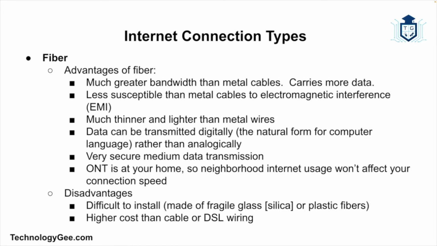And a few advantages that fiber presents are the following. Fiber optic cables have a much greater bandwidth than metal cables. This means that they can carry more data. Fiber optic cables are less susceptible than metal cables to EMI or electromagnetic interference. Fiber optic cables are much thinner and lighter than metal wires, and data can be transmitted digitally, which is the natural form of computer data, rather than an analog form. Fiber is also a very secure medium for data transmission, and being that the fiber connection is run straight to your home, your neighborhood internet usage from all of your neighbors logging onto the internet will not affect your connection speed.